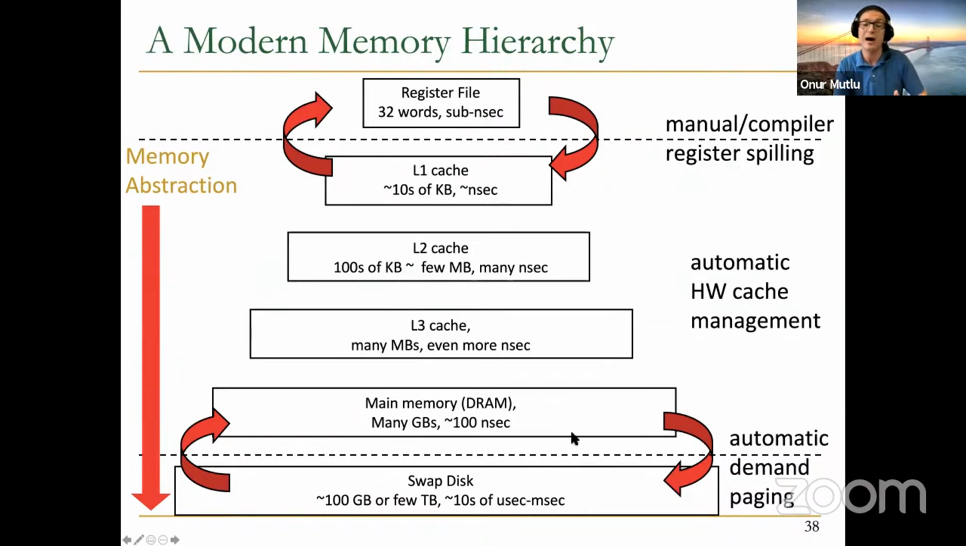Then you actually swap the data to a larger disk. And this is also automatically managed today. In the past, this used to be manually managed, and that was too painful for the programmers. As a result, virtual memory was invented and demand paging was invented, and as a result, this part is also automatically managed. But keep in mind that there's this part of the memory hierarchy as well, register files. And there's a swap disk, which we will talk about in the next lectures. But in this set of lectures, we're going to focus on the caches.